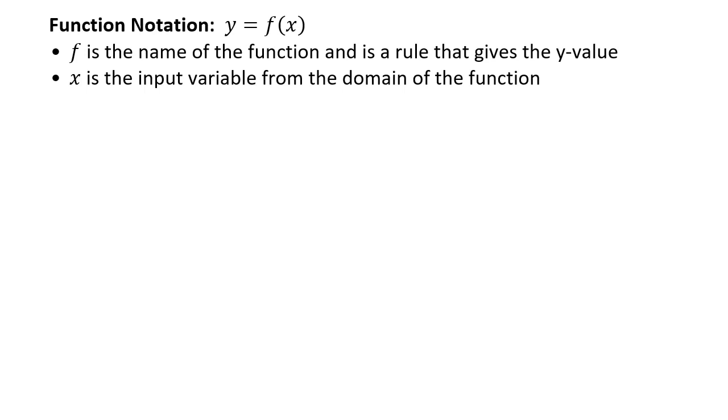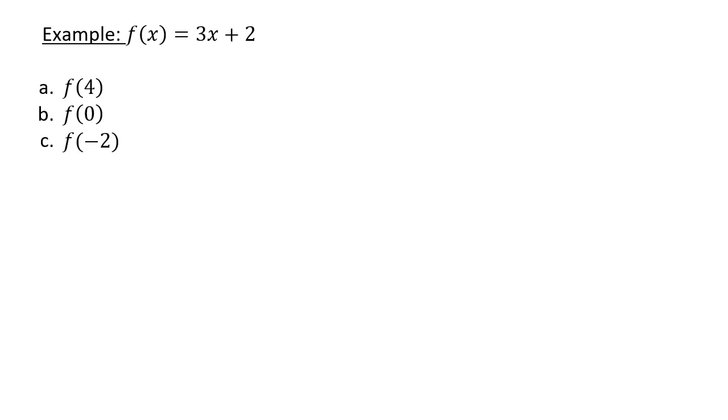Next we'll consider function notation. y equals f of x. f is the name of the function and it's the rule that gives us the y value, and x is the input variable from the domain of the function. In the example, we're given f of x equals 3x plus 2. We're going to evaluate, first of all, for part A, f of 4. So in part A, f of 4 means evaluate f when x equals 4.